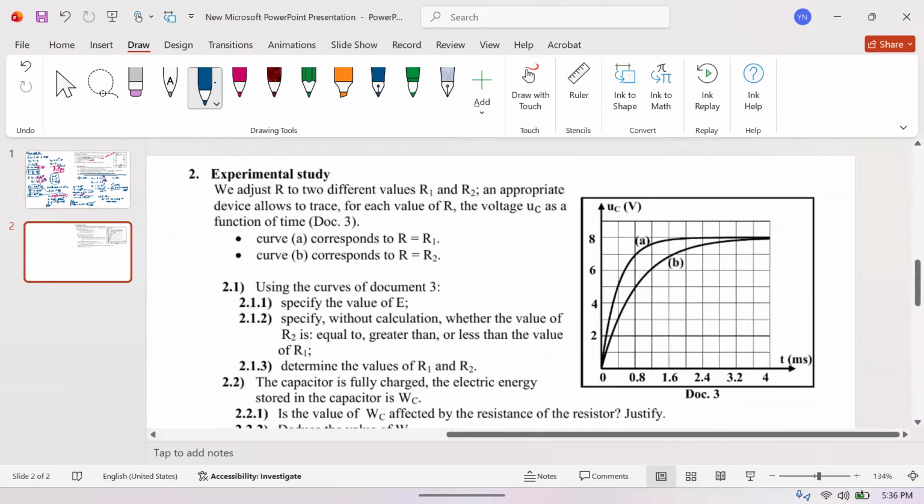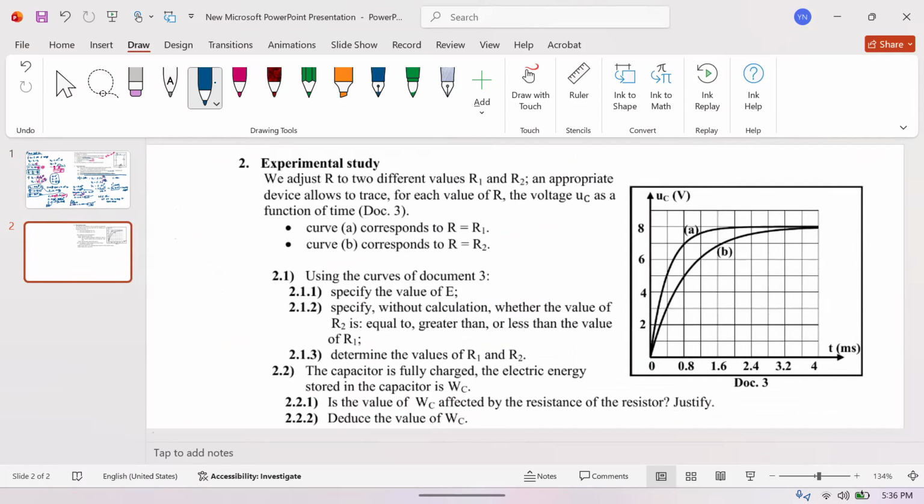The second part, we have two graphs, and it's an experimental study. We have two different resistors. I mean, the same resistor, but two different values of resistances, like we're using a rheostat or something. Okay, we have curve A for resistor 1 and curve B for resistor 2. Now let us think about the graph for a little bit.